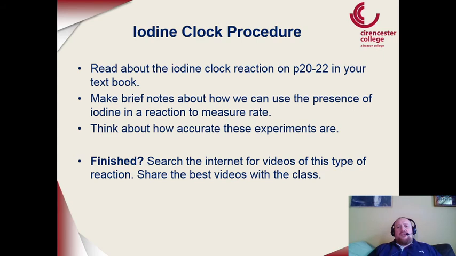But have a look in Caboodle at the textbook. It says 20 to 22 in your textbook, which is our second year textbook. In Caboodle, it may be on a slightly different page. Have a look and see what they talk about when they're talking about the iodine clock procedure. Make some notes about it. This is an experiment that is worth knowing about. You don't need to know the full components of it, but just how we would end up working out what the initial rates are.